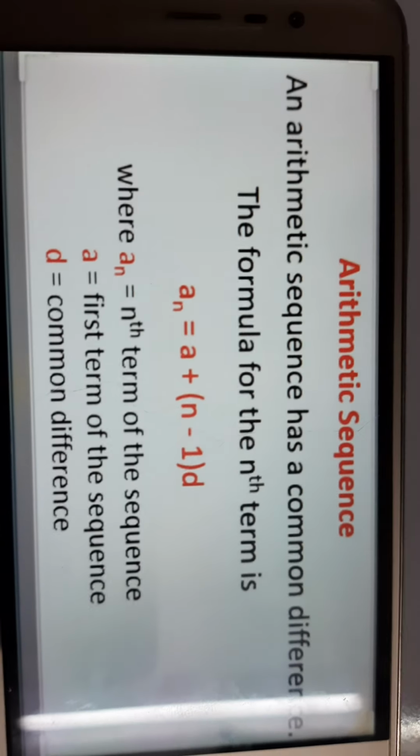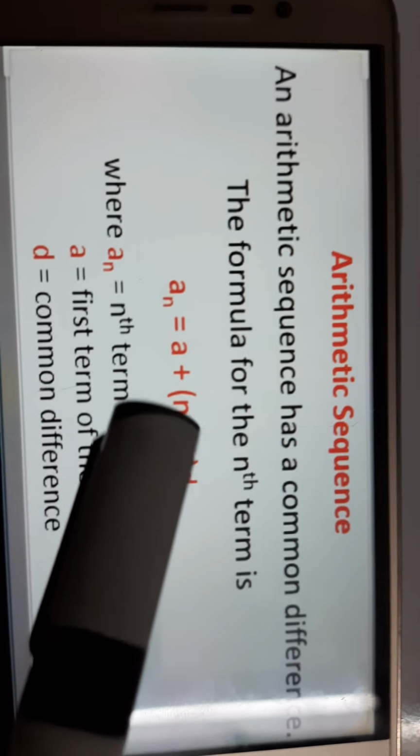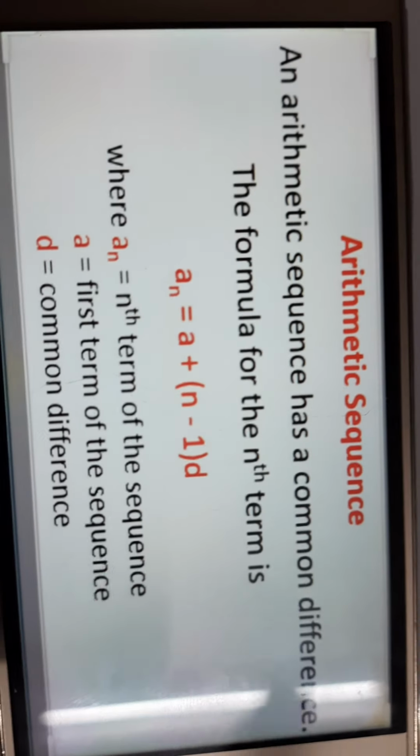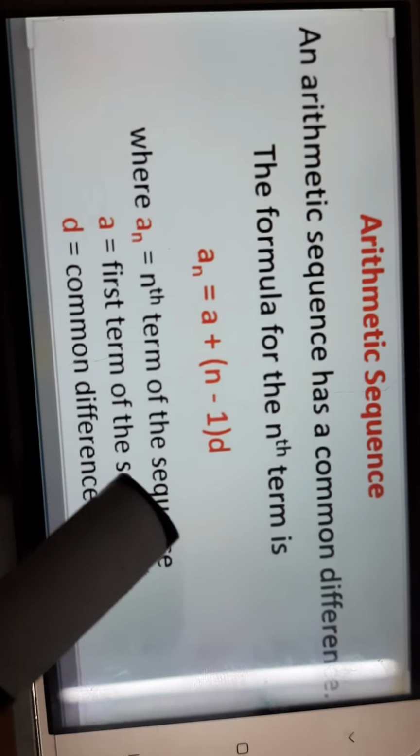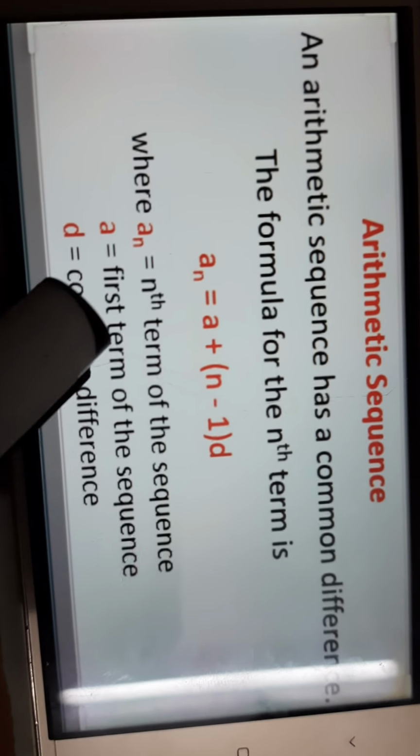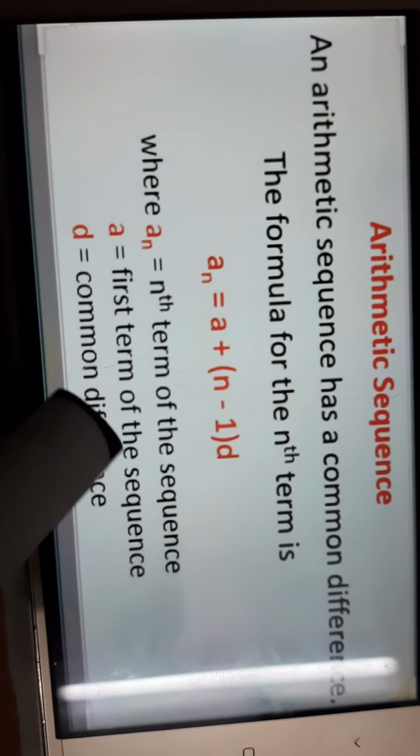So the general formula is an is equal to a plus n minus 1 into d, where an is equal to the nth term of the sequence, a is the first term of the sequence, and d is the common difference.